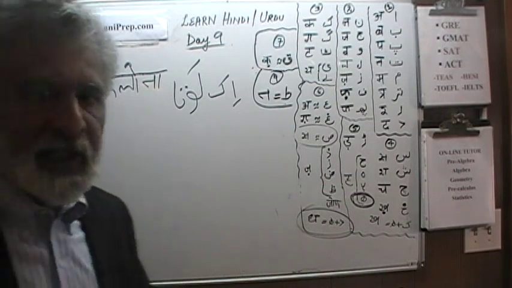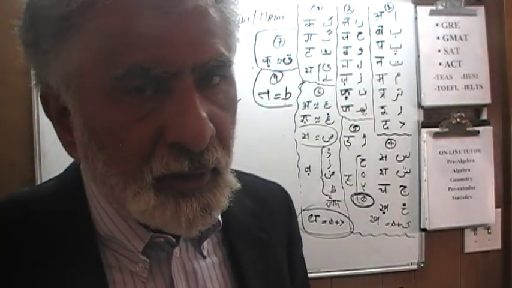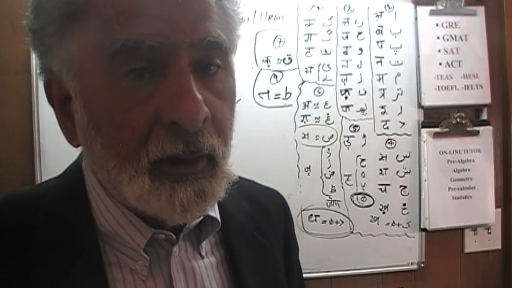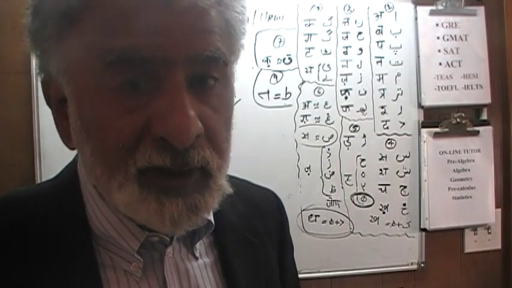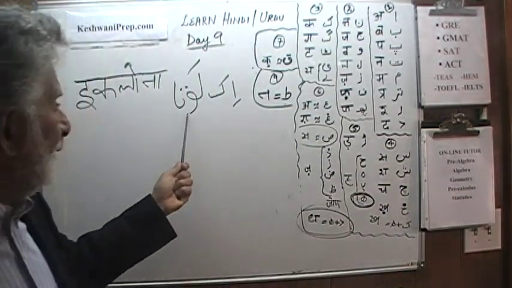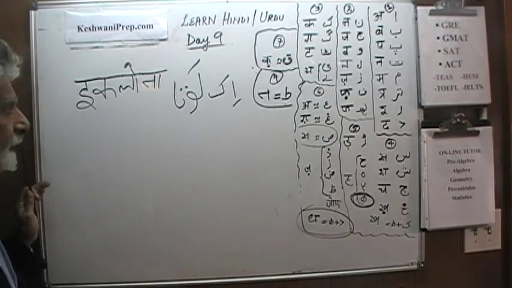Iklota means the only child. If parents have no other children other than just one, a single child is called iklota. If it's a boy, the feminine would be ikloti. Iklota. But in this one, as you can see, the lo is much longer. Iklota.